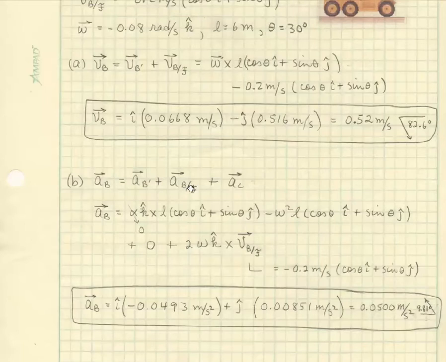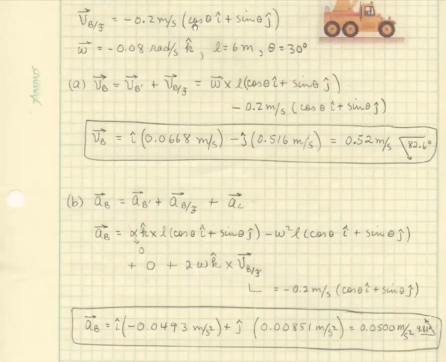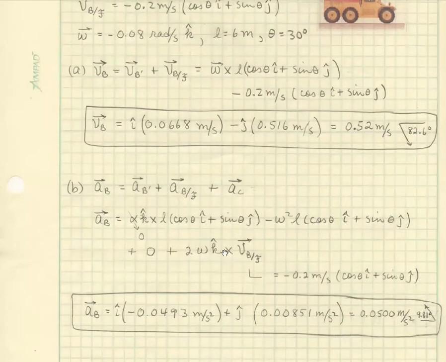The acceleration of B with respect to the frame, we're told that this is a constant velocity in that frame of reference, so the acceleration then is going to be 0, and then the Coriolis term is 2 omega k crossed into v sub B slash F, and the omega is given right here, the v sub B slash F is given right there, and there it's repeated.